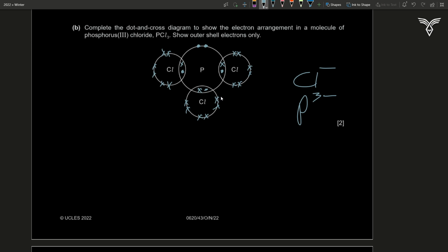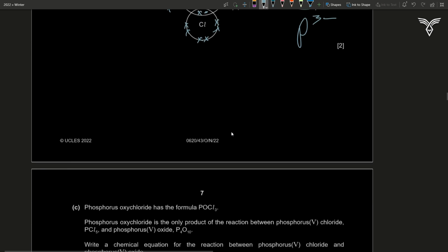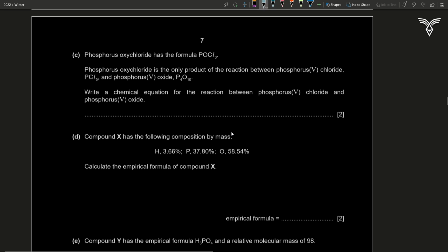And this should be correct. Part C: phosphorus oxychloride has the formula D. Phosphorus oxychloride is the only product of the reaction between phosphorus 5 chloride and phosphorus 5 oxide. Write a chemical equation for the reaction between phosphorus 5 chloride and phosphorus 5 oxide.